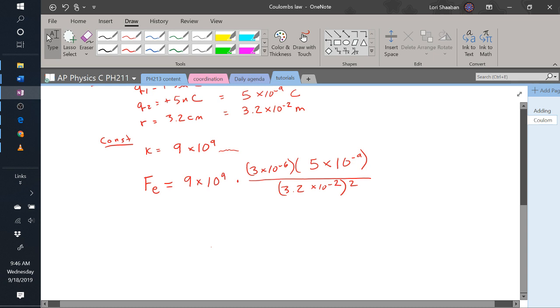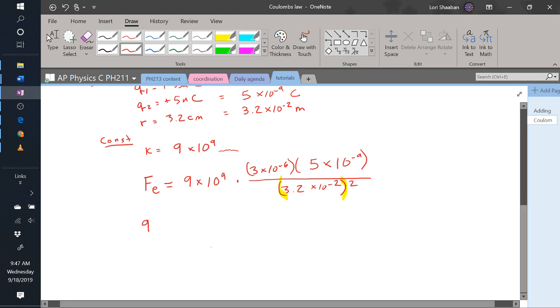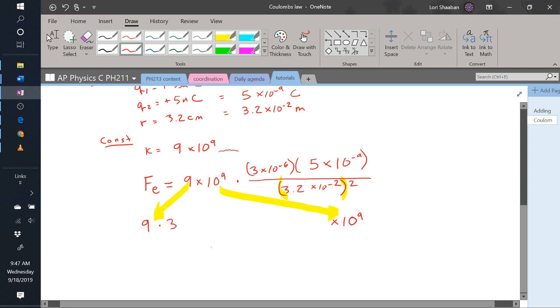Now what I like to do is get a feel of it both with my calculator and without. You can just plug it straight into your calculator as long as you remember to put these parentheses in. But you also should be able to do it without a calculator. 9 times 10 to the 9th. Notice I'm separating out the coefficients from the base 10s. I'm going to bring them all together. So I'm going to say 3 times 10 to the negative 6. This is all in the numerator. Since it's being multiplied, this is just like saying divided by 1. 5 times 10 to the negative 9th.